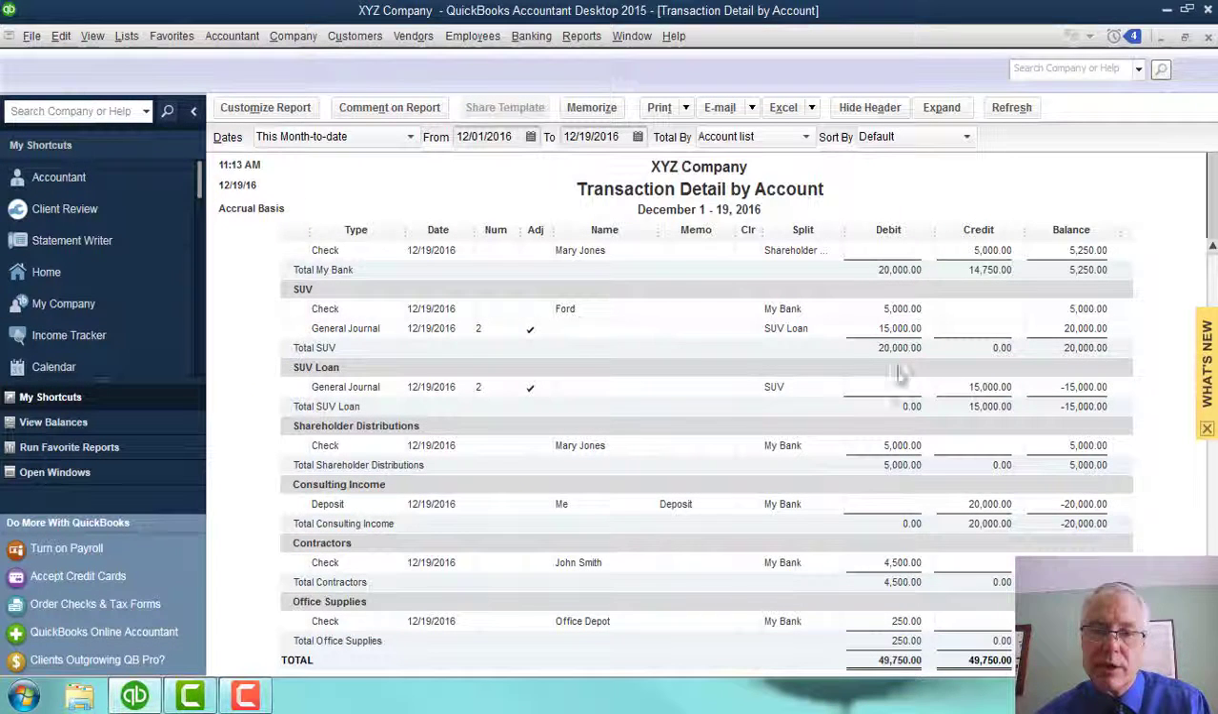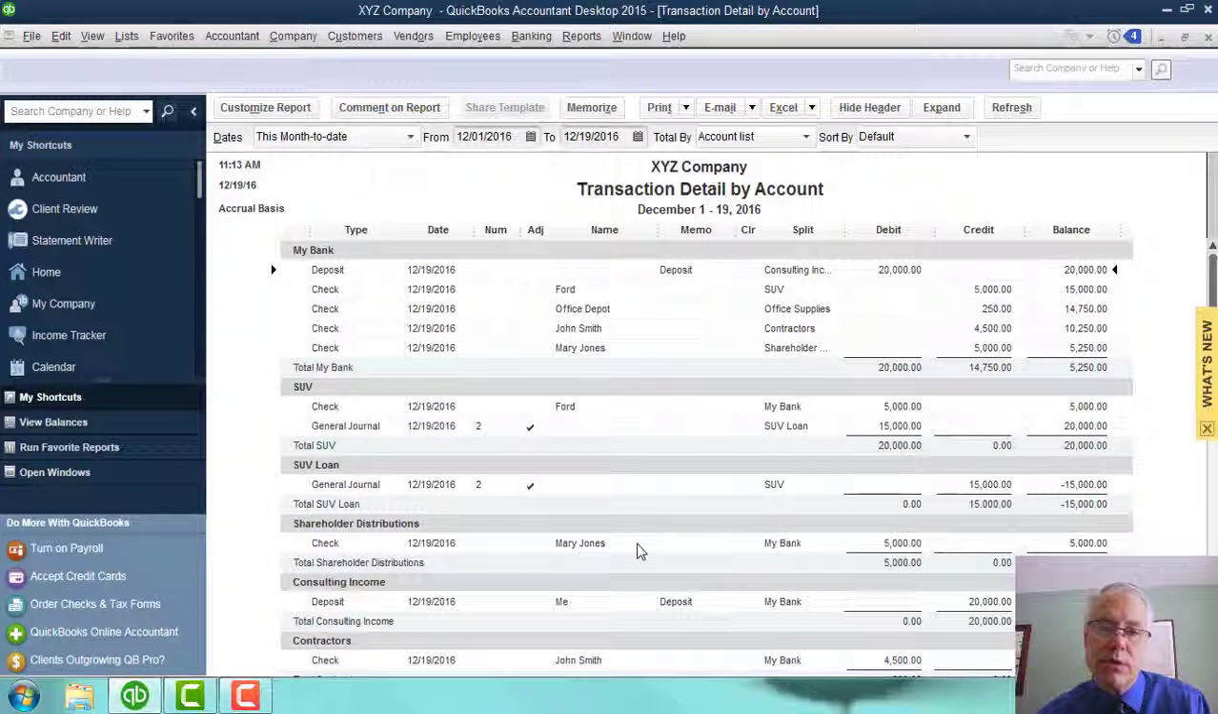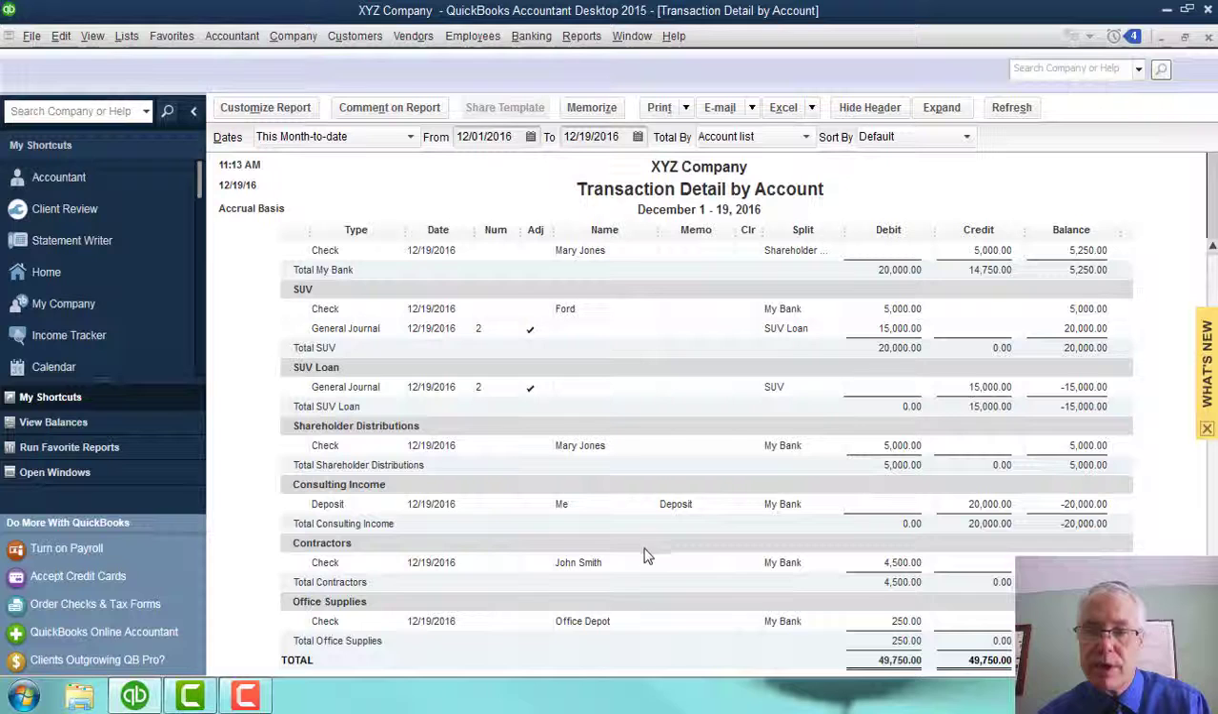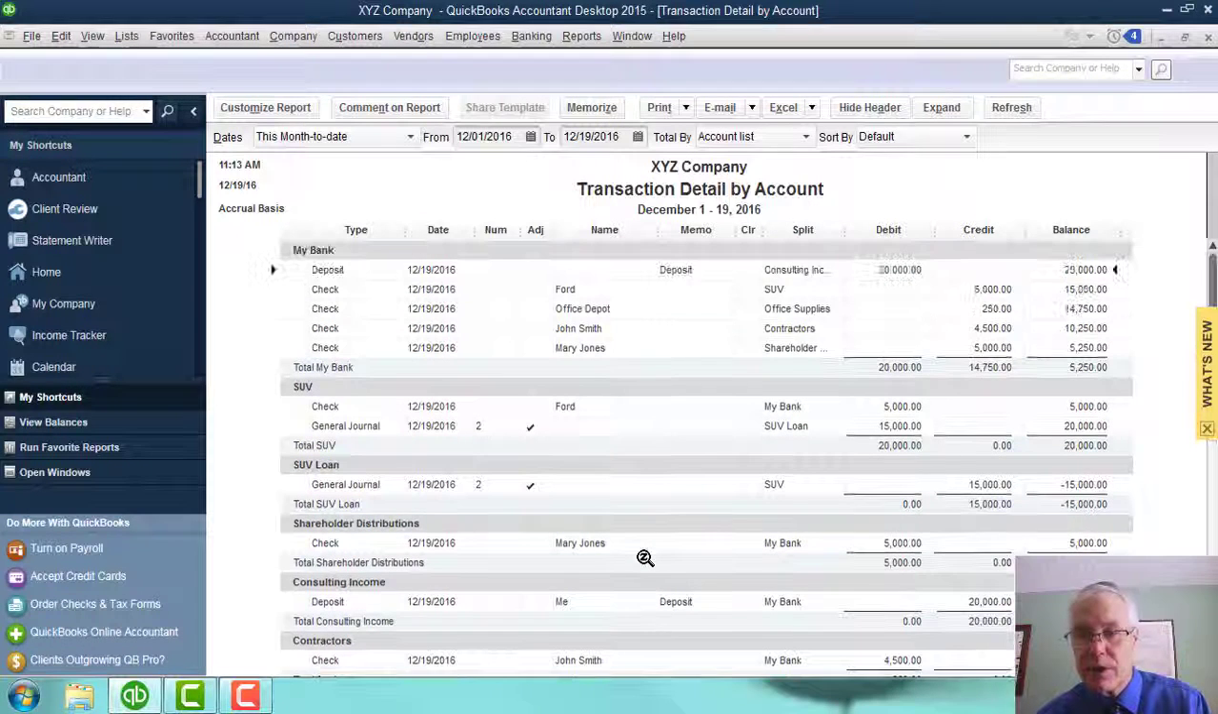And this is your main report that you need to look at every single week. If you look at this report every single week, you're going to know everything there is about the accounting side and finance side of your business.